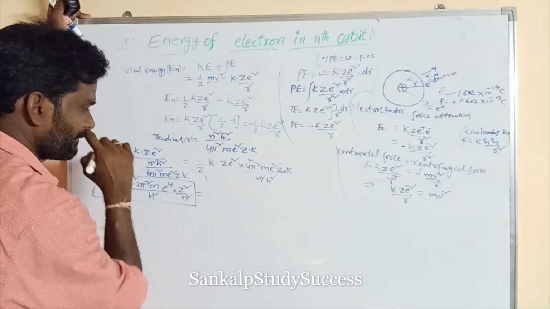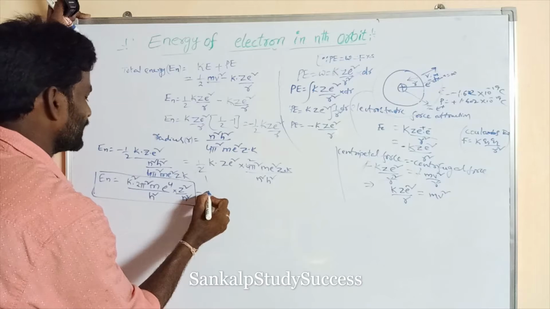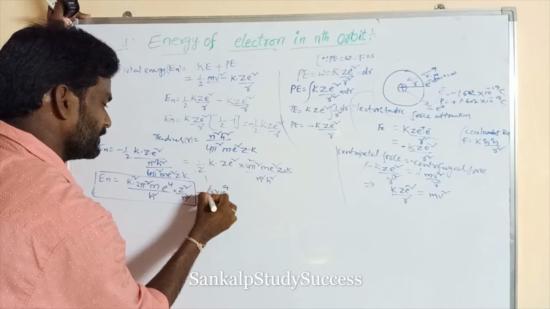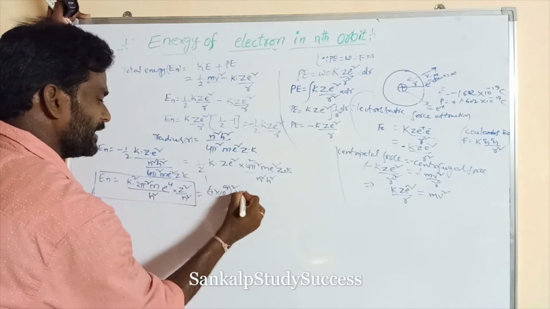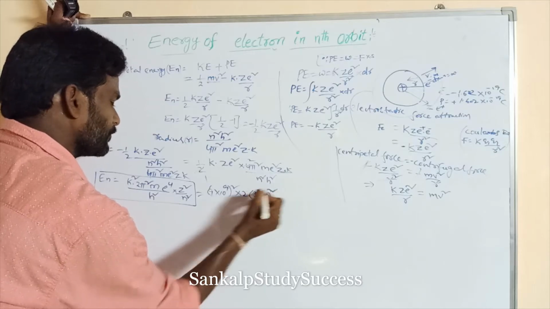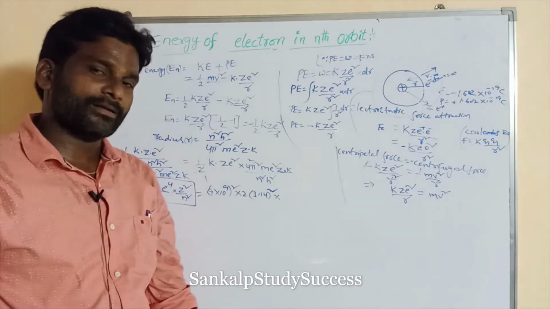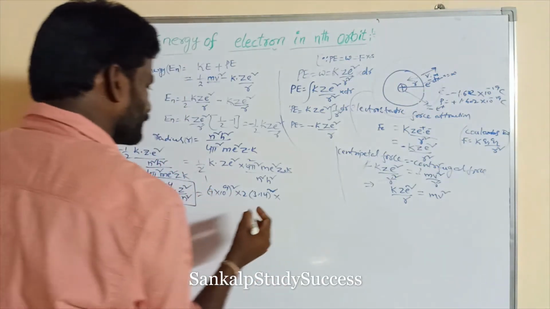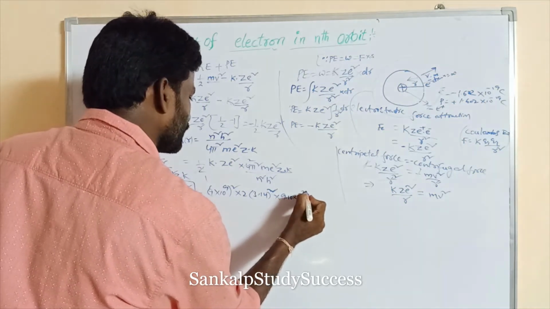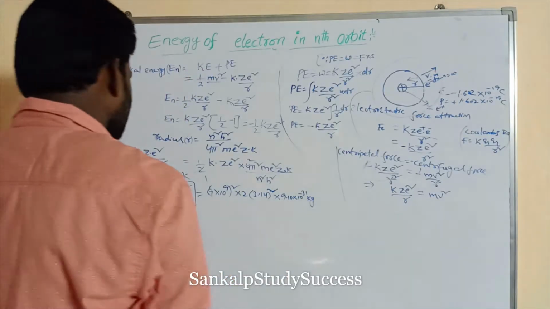What is the k value? K is equal to 1 by 4 pi epsilon, or 9 into 10 to the power of 9, whole square, and 2 into pi, 3.14 whole square, the value of pi. Next, m is the mass of electron, 9.10 into 10 to the power of minus 31 kg. That is the mass of electron.